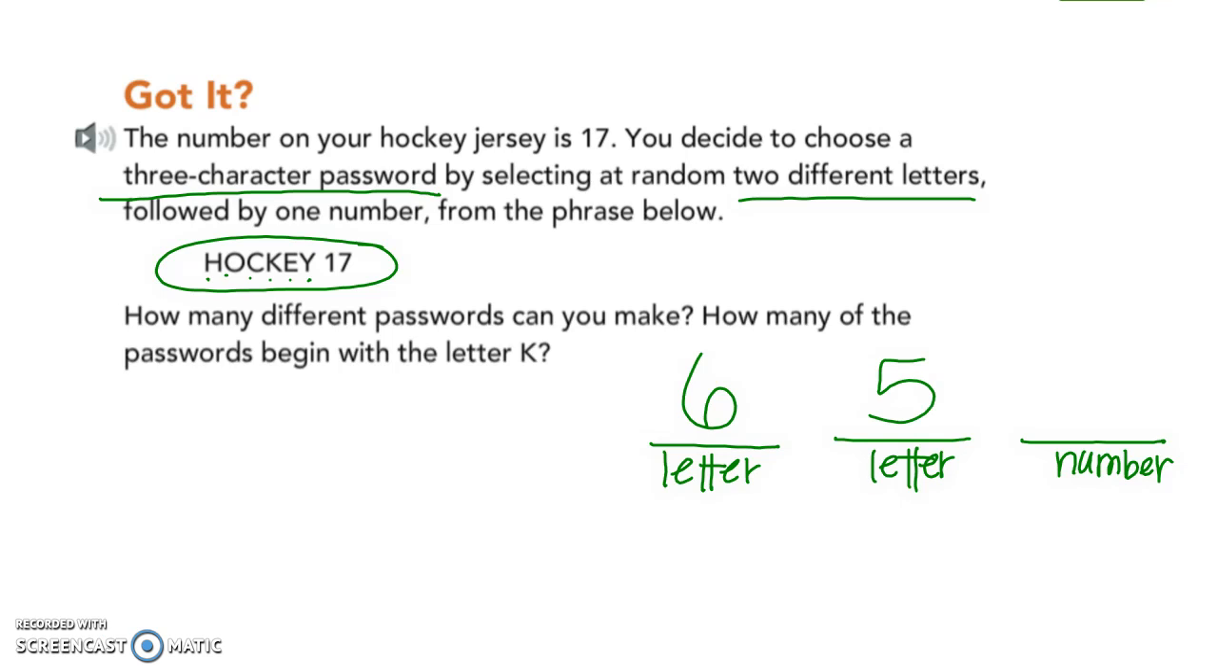And then how many number choices do I have? I just have these 2 choices. So I put 2. And then I multiply to find the total different number combinations. So 6 times 5 is 30, times 2 is 60. 60 different combinations of those letters.